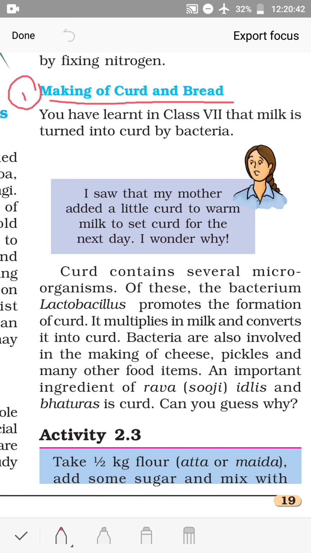Let us start again. First, a little recapitulation. You have been discussing friendly microorganisms, right? First we discussed the making of curd and bread. Lactobacillus bacteria help in the formation of curd. Yeast is used in making bread.